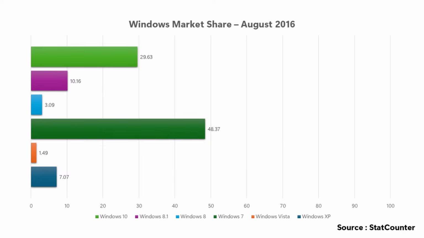With that, by August 2016, Windows 10 spiked from 13.98% in December 2015 to a whopping 29.63%, surpassing Windows 8.1 that dropped from 14.31% to 10.16%, while Windows 7 also dropped from 55.89% to 48.37%. Microsoft revealed that Windows 10 has finally reached 400 million active machines, further proving the spike in market share.